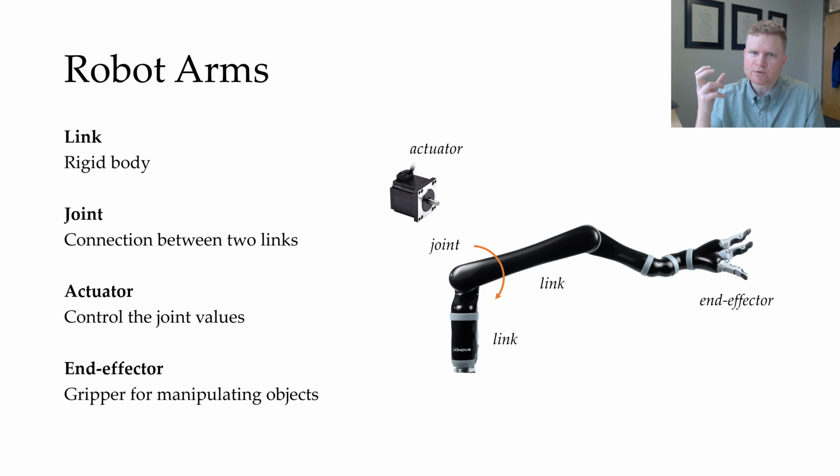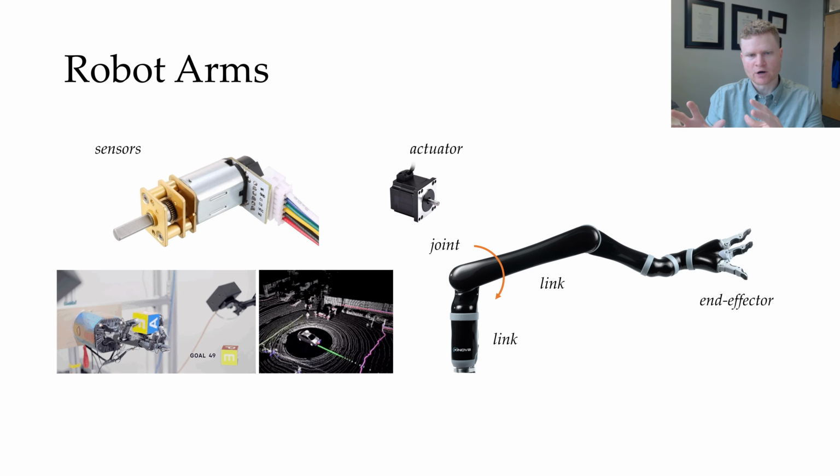And then usually we want our arm to do something. And to do that, we often have to have an end effector, which is just a gripper at the end of the robot arm to grab and manipulate different objects in the environment. So in summary, our robot arm is composed of links that are connected with joints, powered by actuators, and usually we have an end effector at the end.